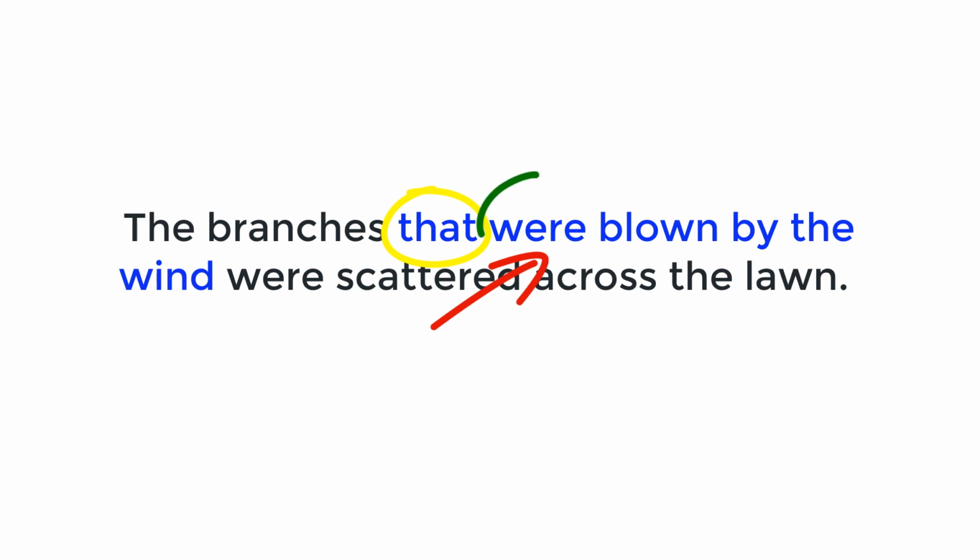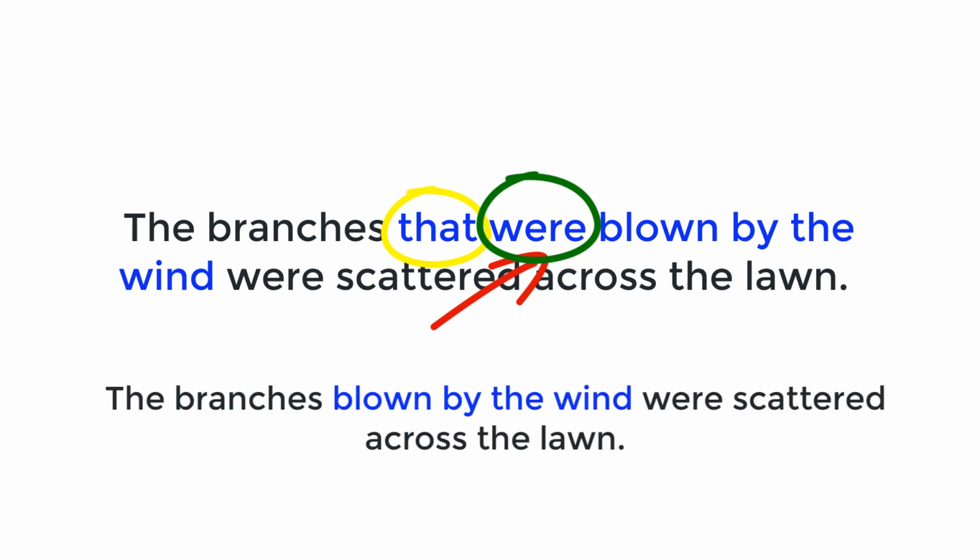Yes, it is. Therefore, we can remove that and were. And now we have reduced the clause to a phrase, to an adjective phrase. And we have a new sentence. The branches blown by the wind were scattered across the lawn.